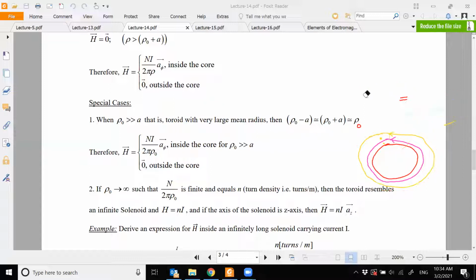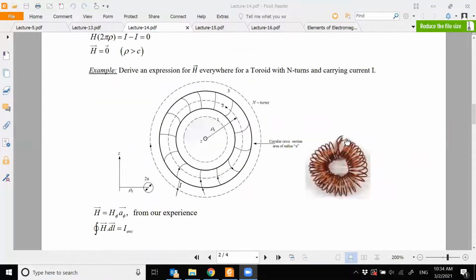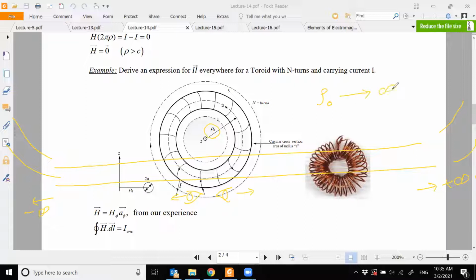And the second special case is if your rho 0 is tending to infinity. What does that mean? That means your ring is becoming bigger and bigger. If you start seeing by putting your eyes on this side, you will just see the core. The turning of this one is at minus infinity, and this is at plus infinity, so you are unable to see it. That means you are just seeing a straight core. This is only possible when I make my rho 0 go to infinity.